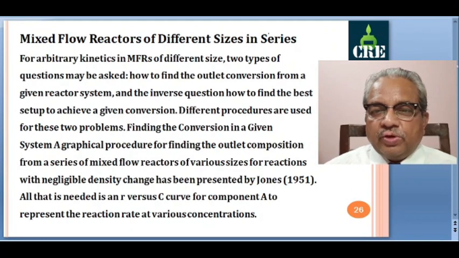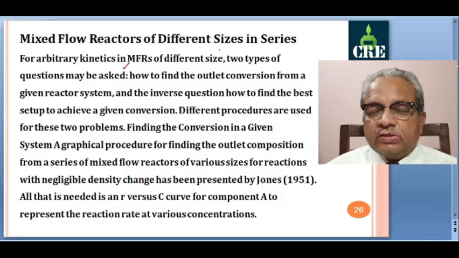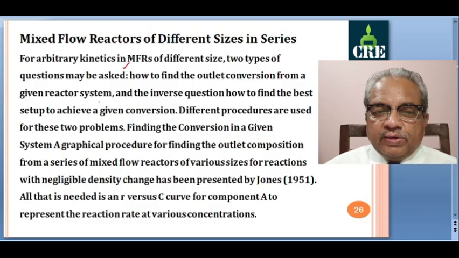Now mixed flow reactors of different sizes in series. For arbitrary kinetics in mixed flow reactors of different sizes, two types of questions may be asked or we can answer. How to find the outlet conversion from a given reactor system. You have been provided with the reactor system, mixed flow reactors in series, and they are of different sizes. So you can find the outlet conversion from the system, meaning outlet from the last reactor, if you know the other data. Or the inverse question, how to find the best setup to achieve the given conversion.